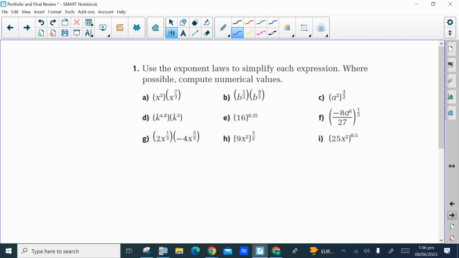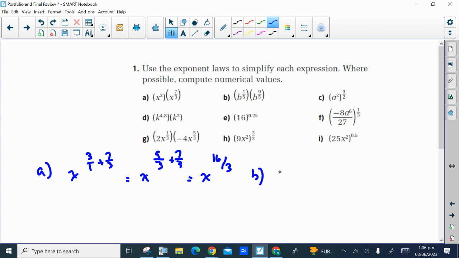I'm going to go on to the next page and do a few from here, where the exponents are rational numbers. So for question A, you add the exponents. It'll be 3 over 1 plus 7 over 3. To add fractions, you need a common denominator. Our common denominator will be 3. So for the first fraction, you have to multiply top and bottom by 3. You'll get 9 over 3 plus 7 over 3. And now that we have our common denominator, we can add the top numbers, keep the same denominator. There's the answer. X to the 16/3 is the final answer.